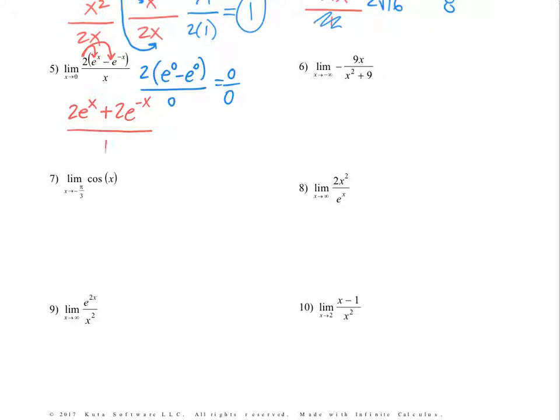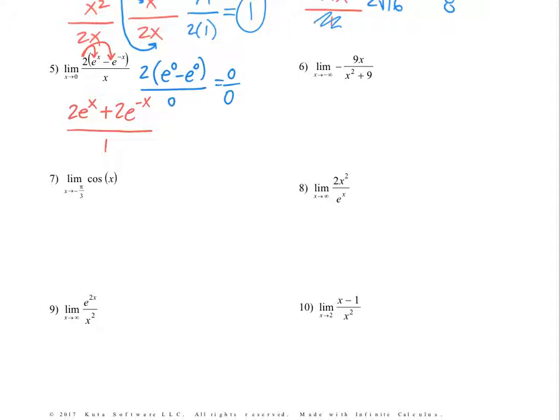The derivative of the bottom is 1. All right, so let me just make sure. This is what I started with. So I have negative 2. The derivative of e to the x is negative e to the negative x, because of the chain rule, that's where that negative comes from. So those two negatives went together to make a positive. Okay, so there are my differentiated numerator and denominator.